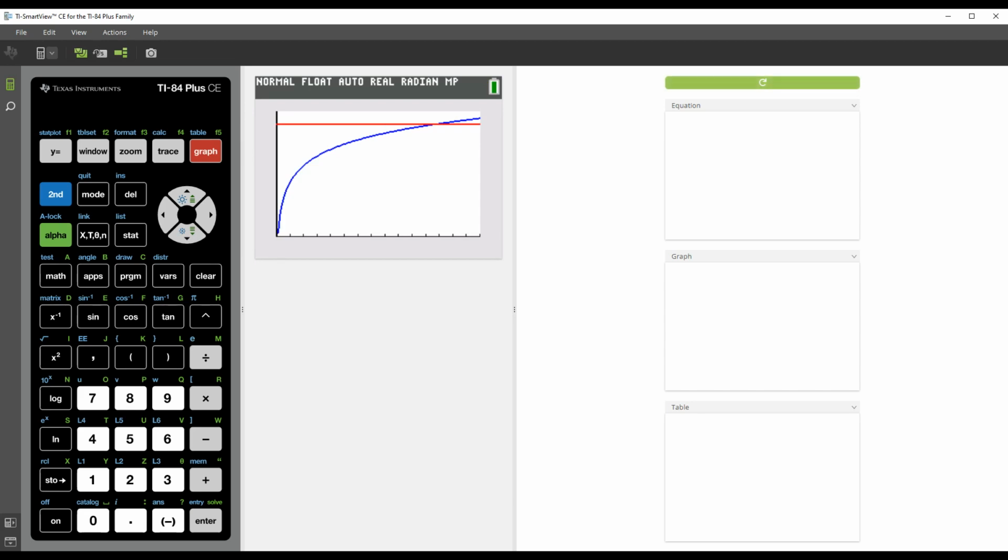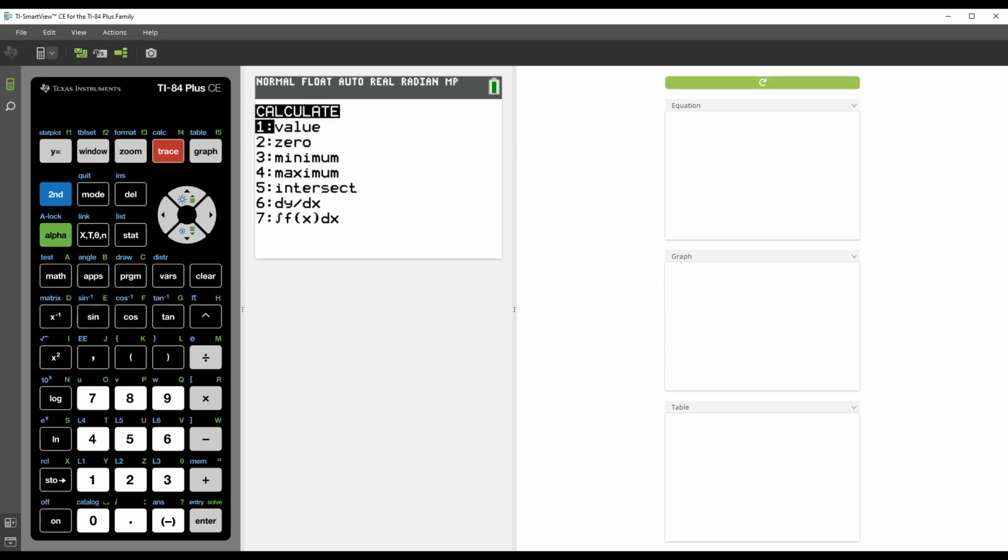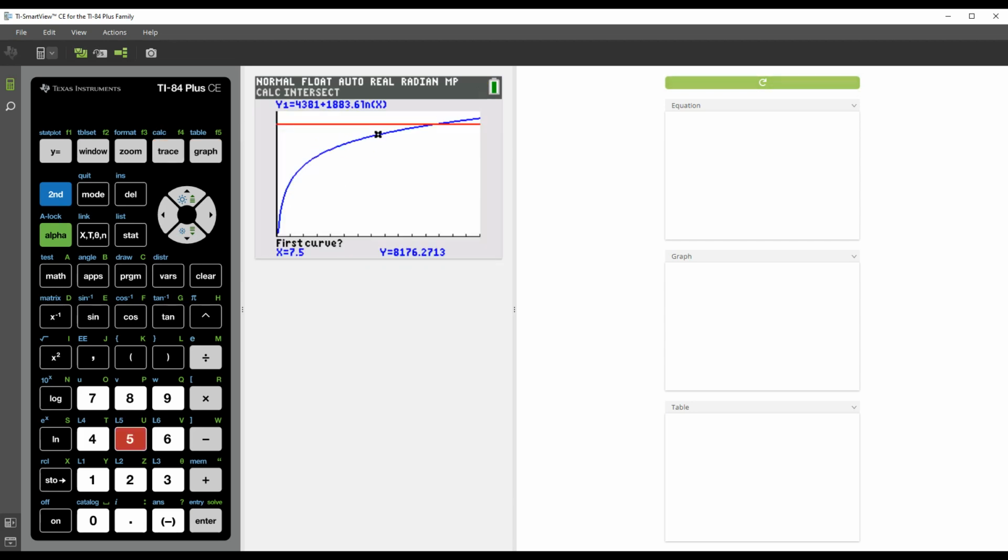There it is. My intersect button is found under this calculate. So second, calculate. Intersect is number 5. My first curve, if yours isn't color-coded, it's also flashing on it, and it also says it up there. So I hit enter, and then it's saying, is this your second curve? It's like a question. Is this your second curve? I know it's a line, not a curve, but that's just how they say it.